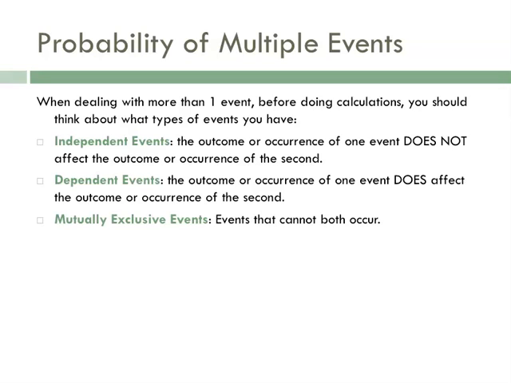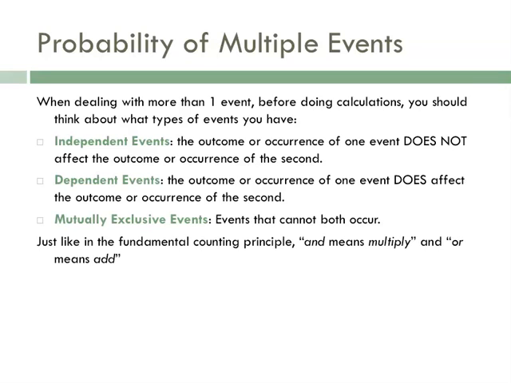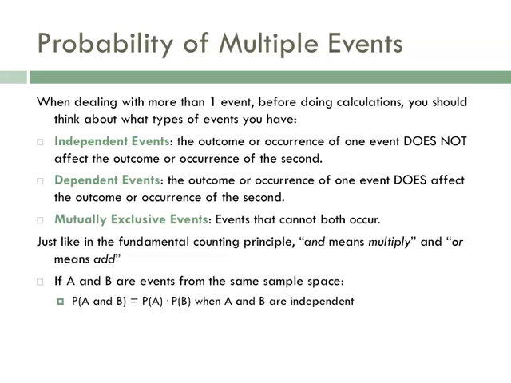Just like with the fundamental counting principle, when we're talking about multiple events happening and you're finding the probability, you still want to use that principle: "and" means you're going to multiply, and "or" means you're going to add. So what's the probability that event A and event B happens? Well, you're going to multiply to find that probability. Okay, so we'll write this down. So if A and B are events from the same sample space, then the probability of A and B is equal to the probability of A times the probability of B when A and B are independent.